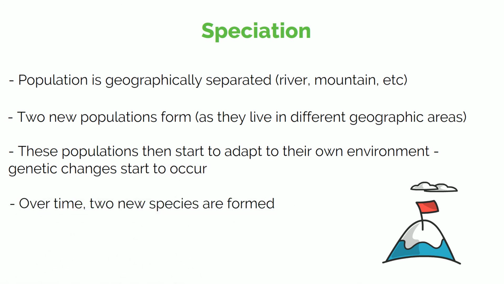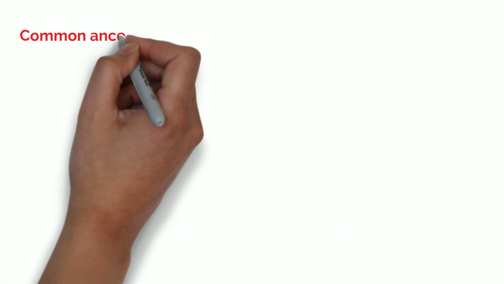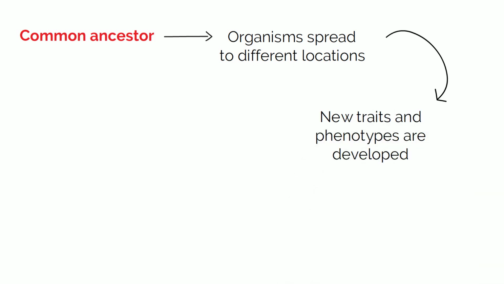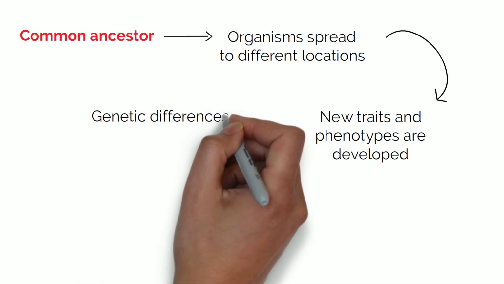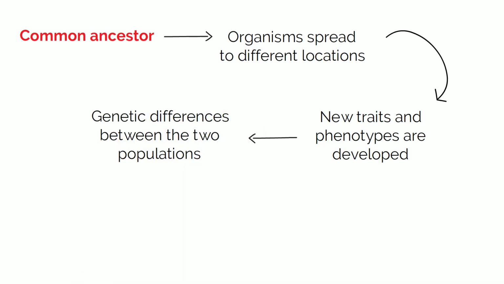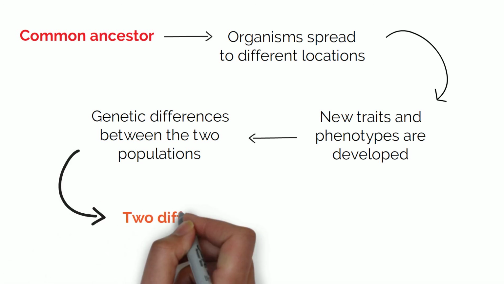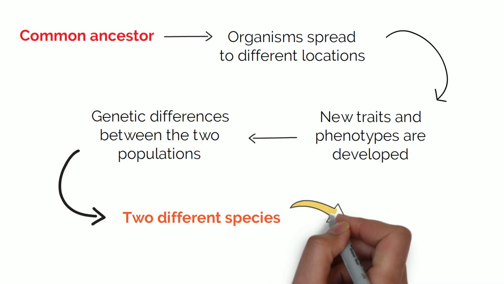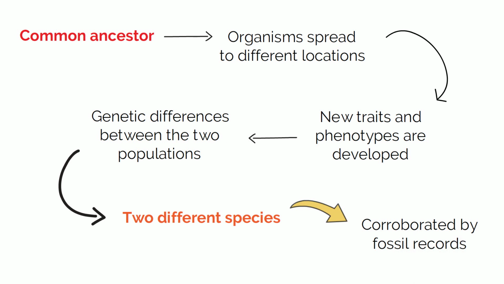And this is how all the species we know were formed, from a common ancestor which spread to different locations, which then led to the organisms developing new traits and phenotypes to adjust to their new environments. This then led to genetic differences between the populations, and eventually, when those genetic differences are big enough, then these populations are considered to be different species with different traits. This speciation process is corroborated by the numerous fossil records found through time. From these records, it is possible to see the evolution of certain traits and compare them with similar organisms from different periods.